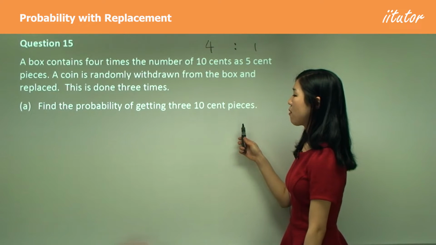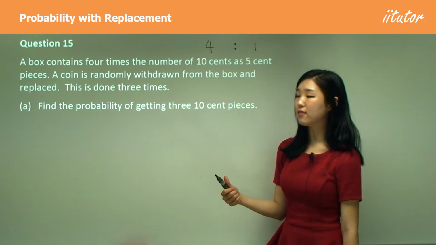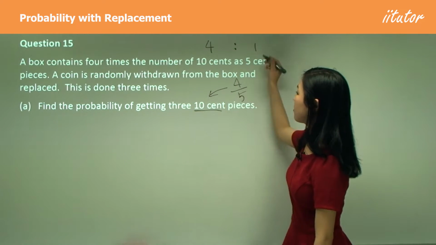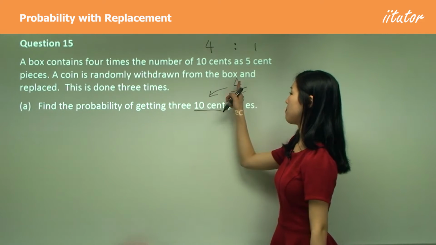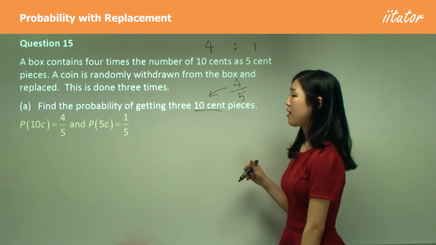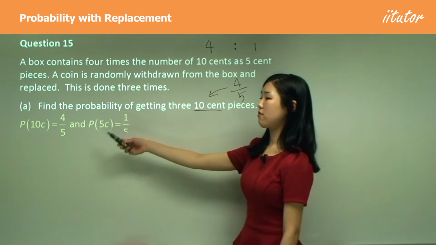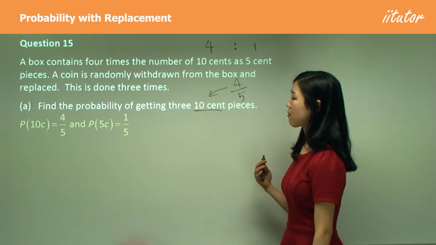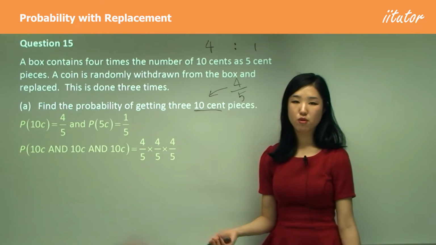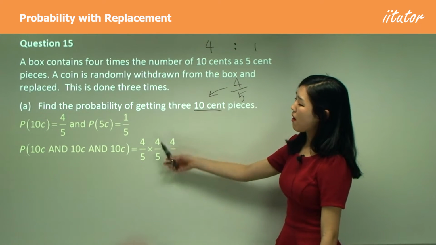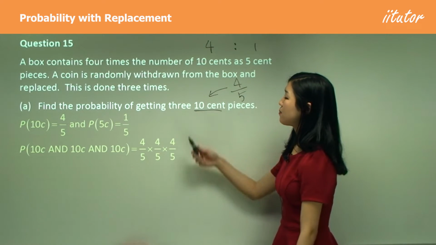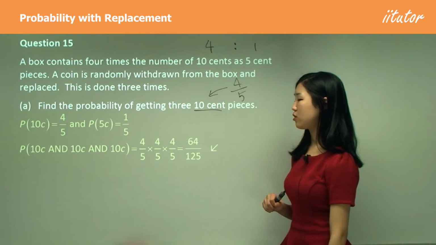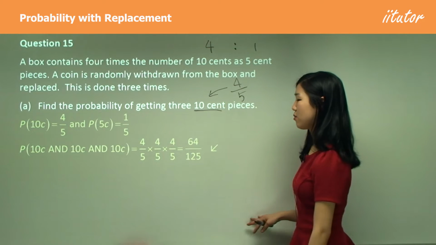So if I want to find the probability of getting 3 10-cent pieces, we know that the probability of getting a 10 cent is 4 out of 5, because there's 1 plus 4 and the 4 makes the 10-cent coins. So 4 out of 5 is 10 cents and 1 out of 5 is 5 cents. To get 3 10 cents, I simply multiply 4 on 5 three times. The reason why it's 4 on 5 constantly is because it says a coin is randomly withdrawn from the box and replaced. You multiply them together to get 64 out of 125.